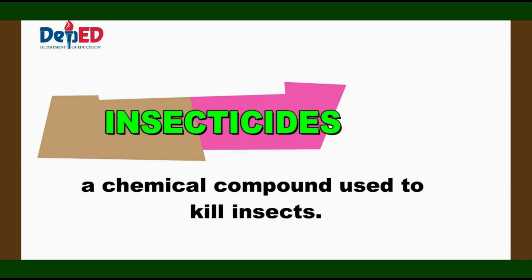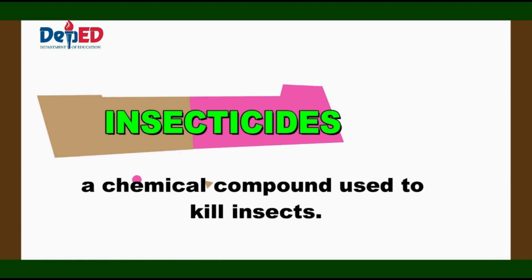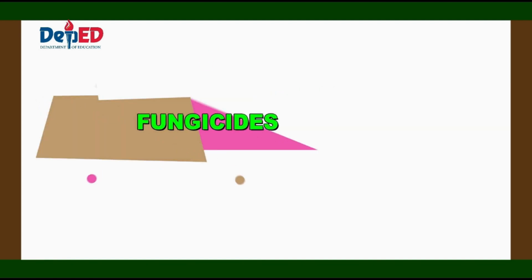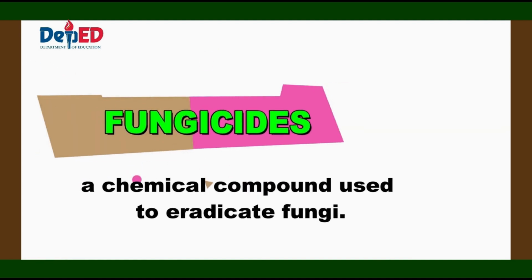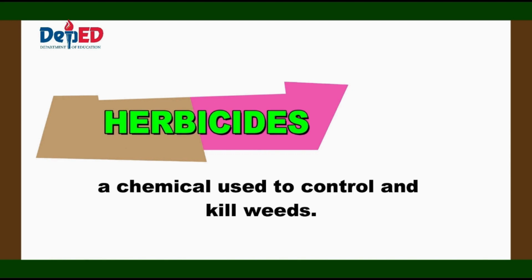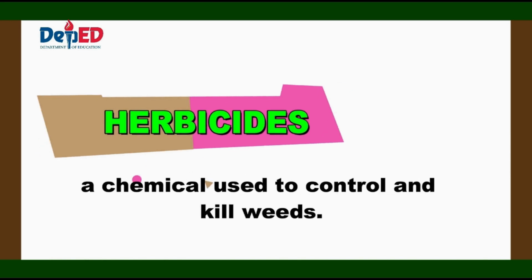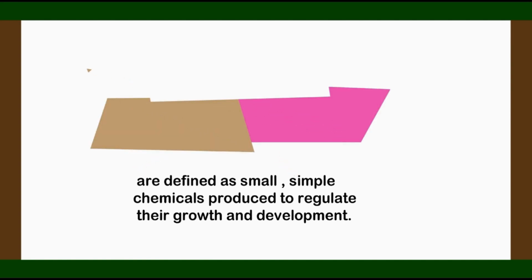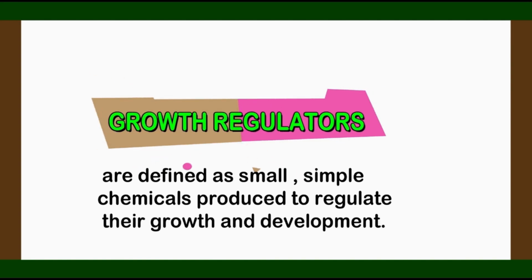Insecticides, a chemical compound used to kill insects. Fungicides, a chemical compound used to eradicate fungi. Herbicides, a chemical used to control and kill weeds. Growth regulators are defined as small, simple chemicals produced to regulate plant growth and development.